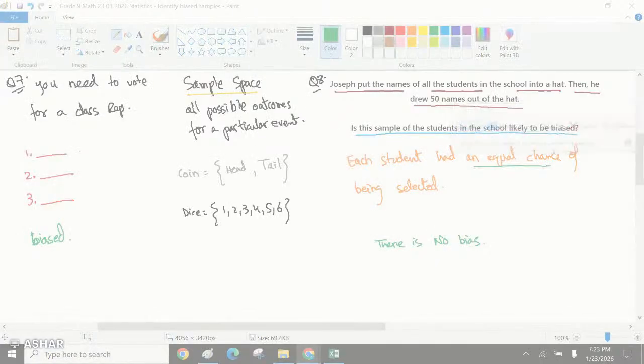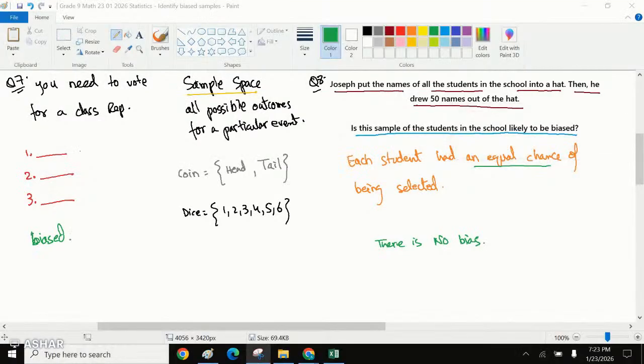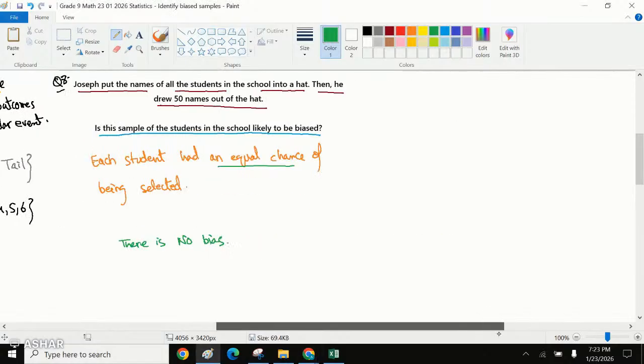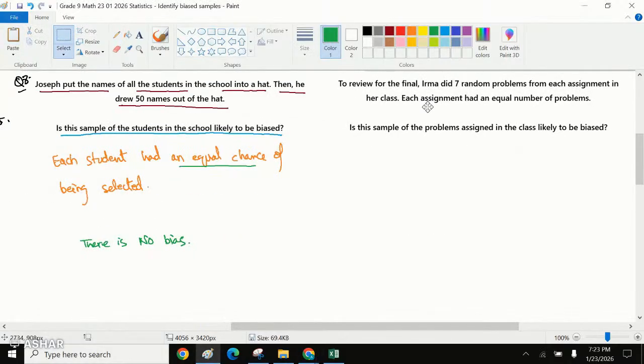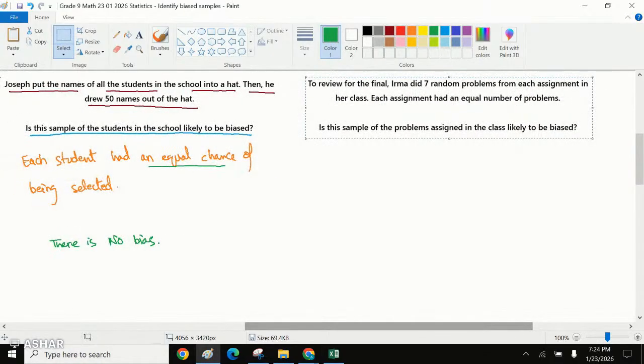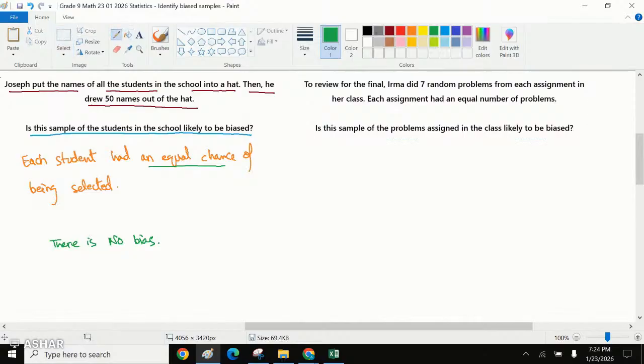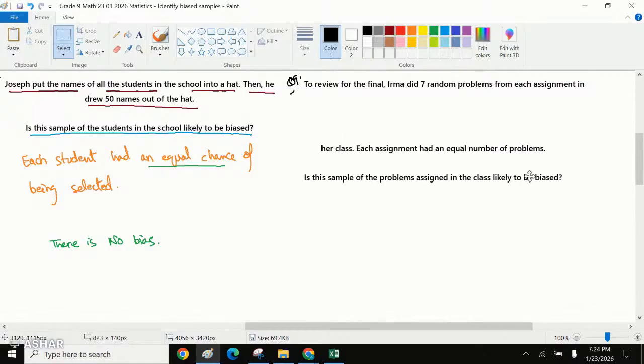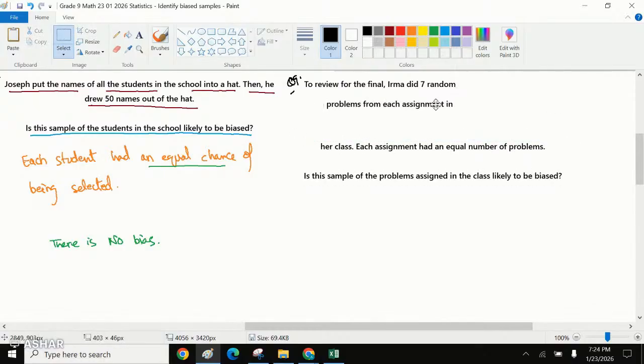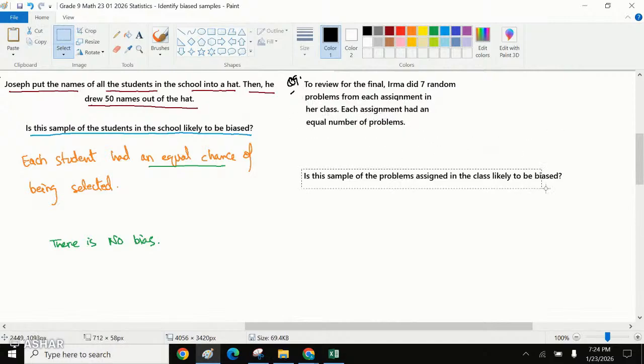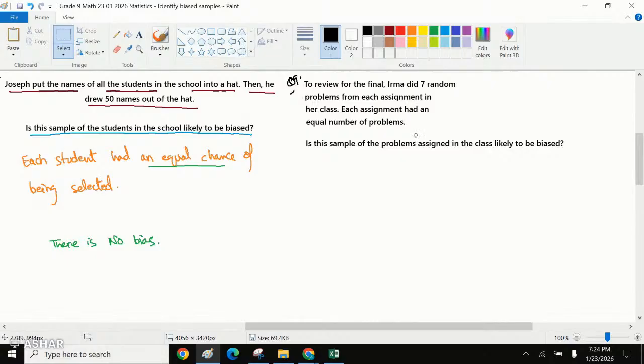The next question says, to review for the final, Irma did 7 random problems. Irma did these 7 random problems. Question number 9. There are 7 random problems in the assignment in her class, an equal number of problems. Is the assigned problem sample likely to be biased?